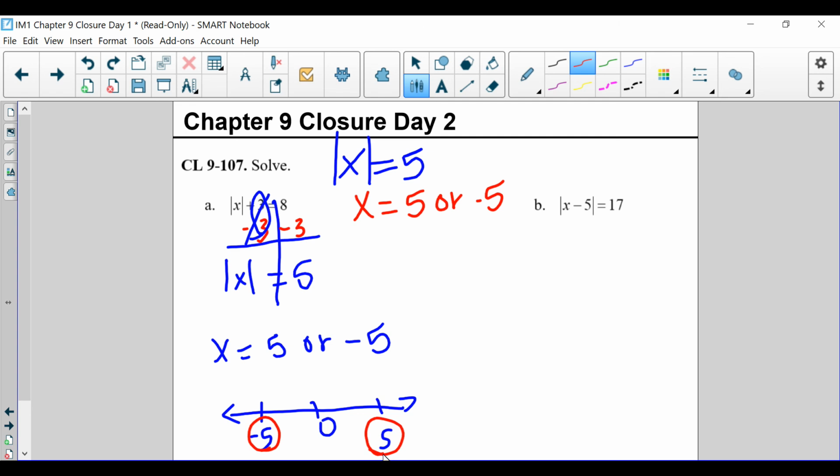Okay, let's go over B. B is a similar kind of thing here. We know that it could either be positive or negative, so we're going to have two routes, one of them being positive, one of them being negative. So we're going to go with the first one, equals positive 17, and the other one, we're going to go with negative 17. So let's take a look.